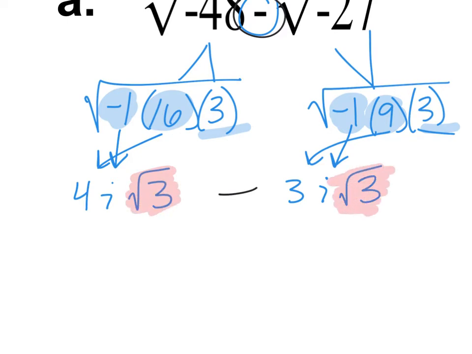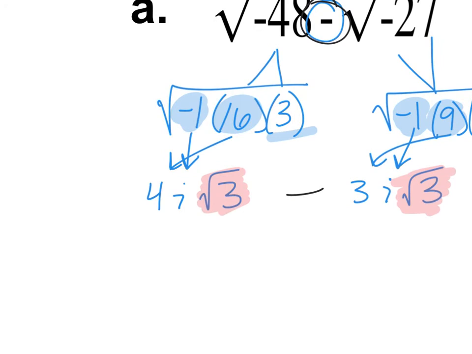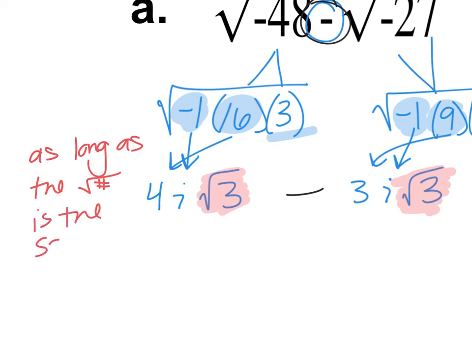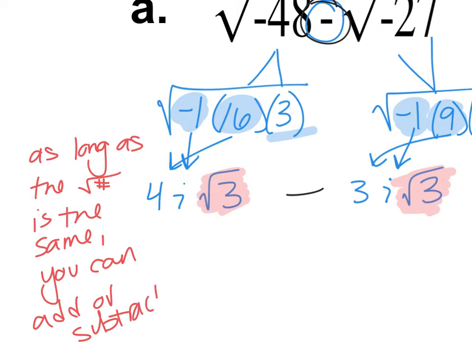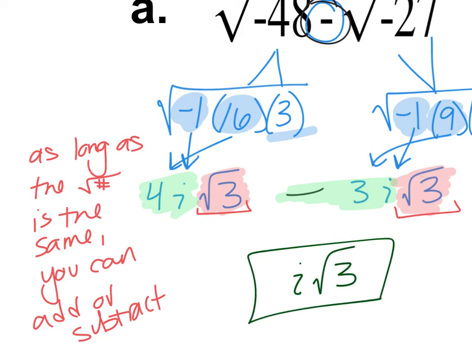And now, as long as these have the same square root, so these are both root 3, as long as those are like roots or like radicals, they're kind of like terms. So as long as the square root number is the same, you can add or subtract. Okay, so it's kind of like having like terms. Root 3 and root 3 are like terms, so I can combine 4i minus 3i as 1i, so my final answer would just be i root 3 if I subtracted those two.